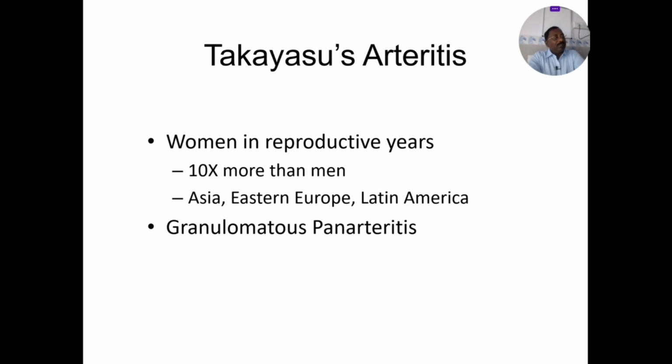Takayasu arteritis in women in the reproductive years is very common, about 10 times more when compared to males. Asia, Eastern Europe and Latin America are very common. It is a granulomatous panarteritis. All the three layers will be involved in Takayasu arteritis.